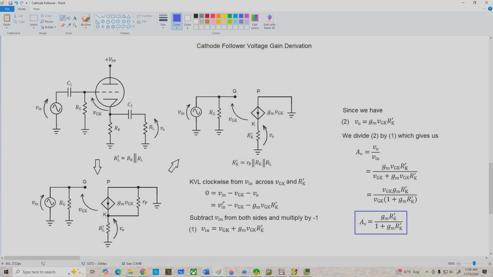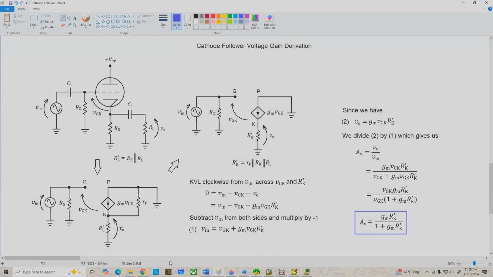And then we're going to solve for Vin, which gives us this equation, Vin equals VGK plus GM VGK R prime K. And we know that Vout is equal to this current times R prime K. We have this equation. So we divide equation 2 by equation 1, which gives us this ugly looking thing. And we can cancel VGK from each factor as shown down here by factoring it from the denominator, which gives us the final equation shown down here.